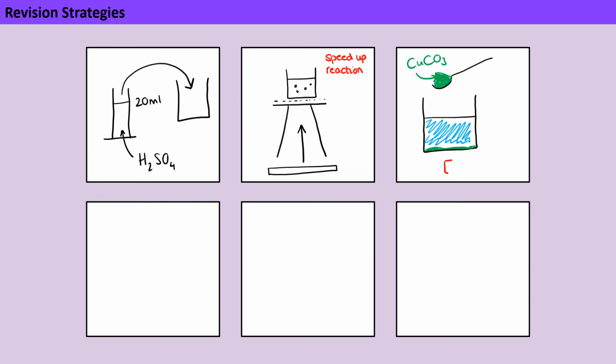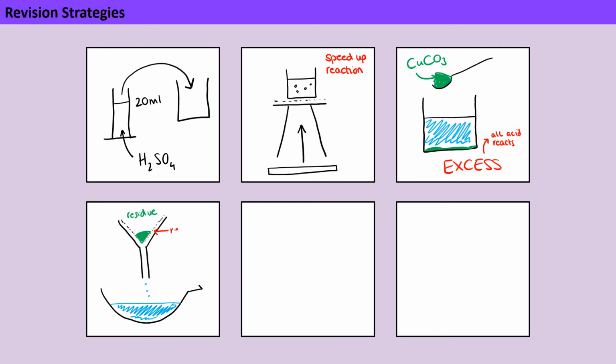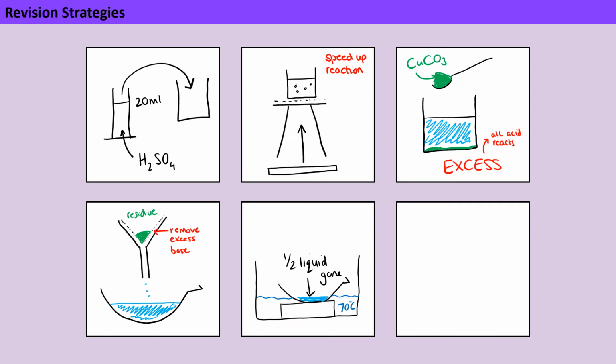And then I'm going to add an excess of base to that acid until all of the acid has reacted, and I can see that it's reacted because I can see that that excess base is forming on the bottom of the beaker. And then I can filter that, and again here I'm just going to integrate my text. I'm going to write myself a little note that the point of filtering it was to remove that excess base as I filter it into the evaporating basin.